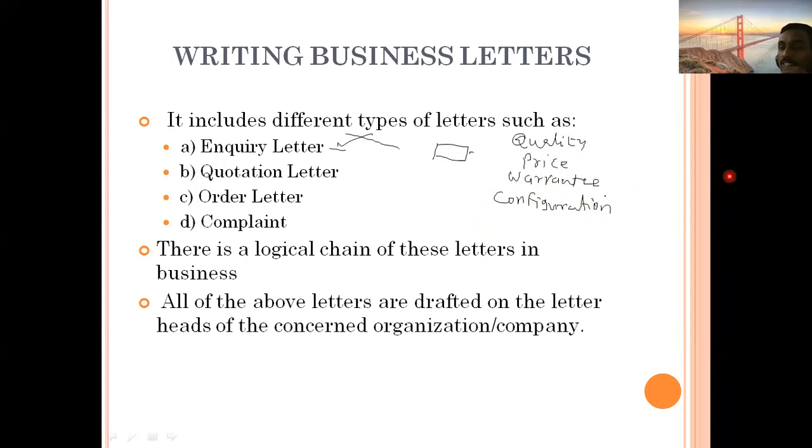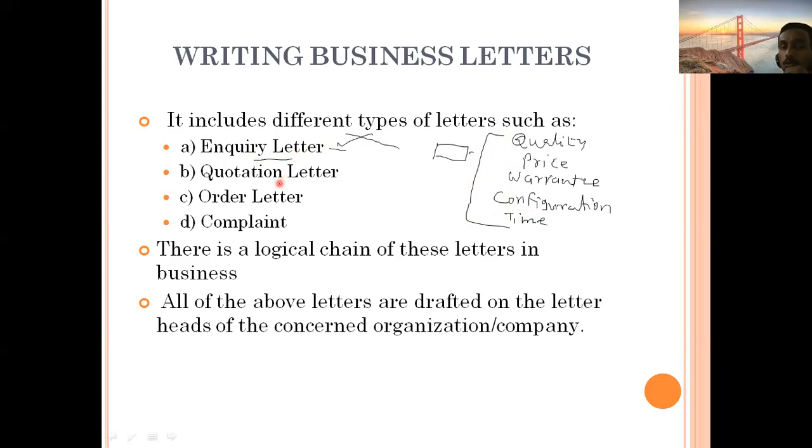There are a number of specifications that you can consider, such as time of delivery, how much time it is going to take, 5 days, 10 days, 1 week. So these things you are going to consider. All these things you are doing here, you are making an inquiry.